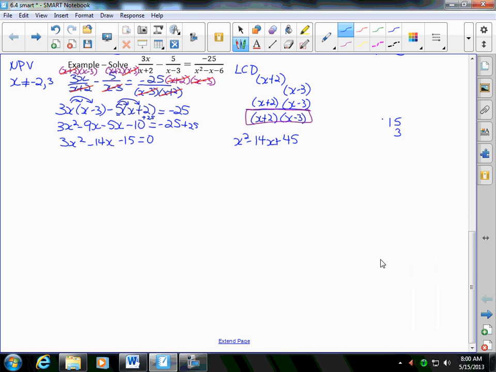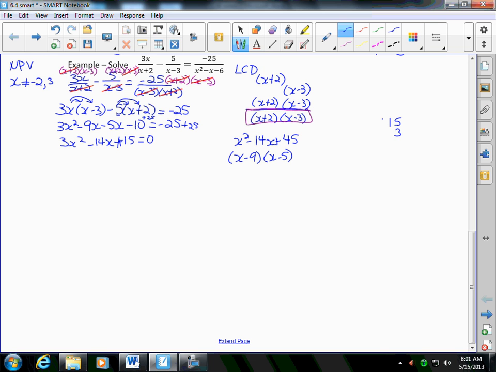Nope, I made a mistake here. It shouldn't be a negative 45. It should be a positive 45. This should be a positive 15. Negative 10 plus 25 should be a positive 15. So my factors then are going to be x minus 9 and x minus 5.